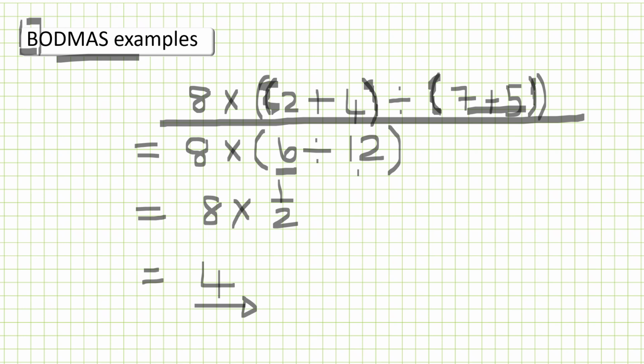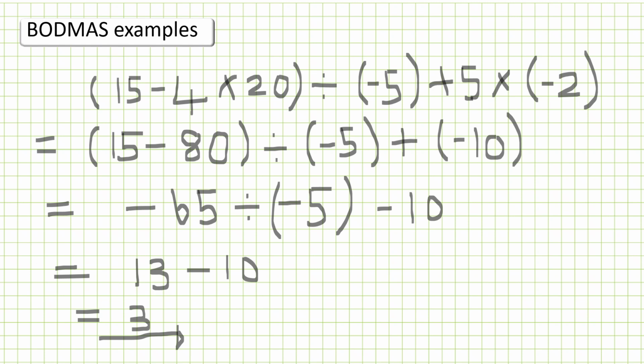And we are left with, still in brackets, 6 divided by 12. And 6 divided by 12 simplifies to a half. 8 times a half is equal to 4. So this example here was about doing the brackets first, and then we could solve this mathematical expression using BODMAS.